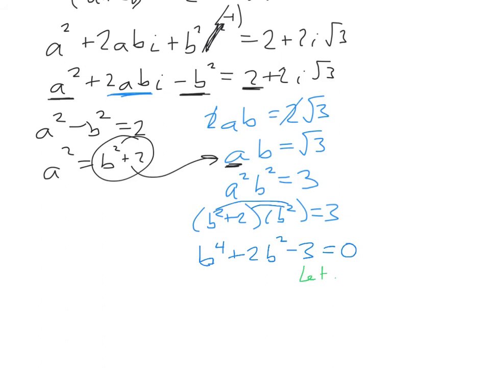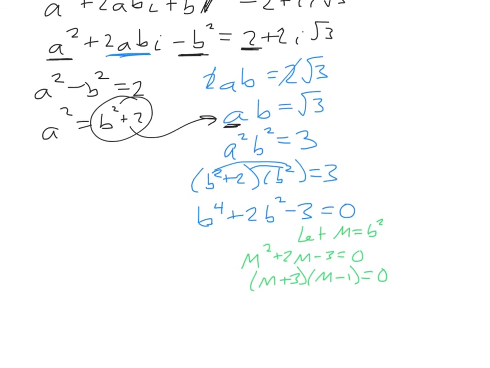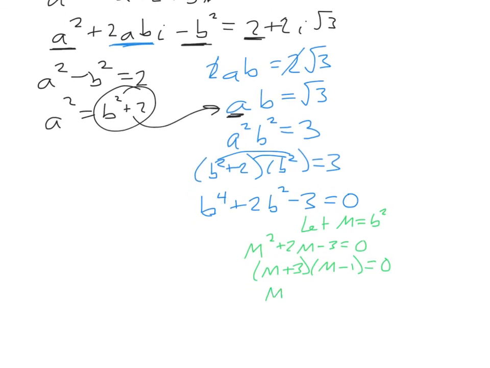And this may seem wild, but this is really just one of those quadratic forms. If I let m be b squared, then this problem is really just m squared plus 2m minus 3 equals 0, which is really easy to factor. This is just m plus 3 and m minus 1, which means that either m is negative 3 or m is 1. But m was b squared, so b squared is negative 3 or b squared is 1.